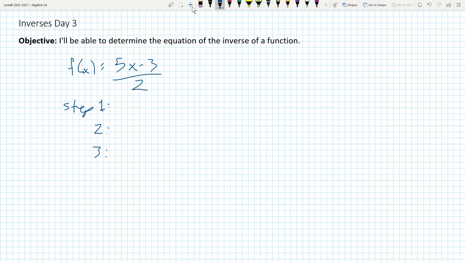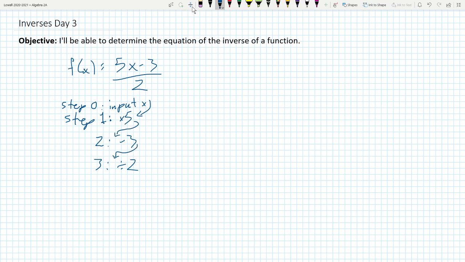Okay, well, how does this function work? And what I'm doing here is just writing out what this function machine does. Step 0 is always you give it an input, so I'll write that here. Step 0 is you input x, whatever x is. Then this function machine says to take that x, multiply by 5, then subtract 3, and then divide by 2. You put that in there, then you put that in there, and so on.